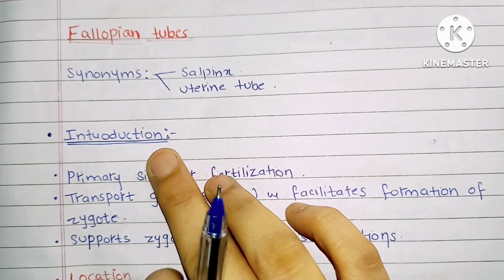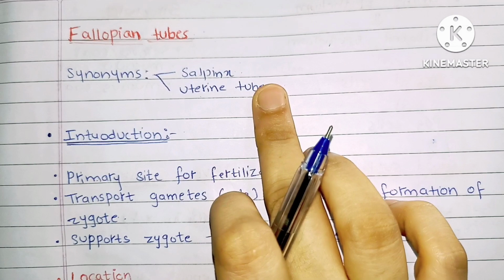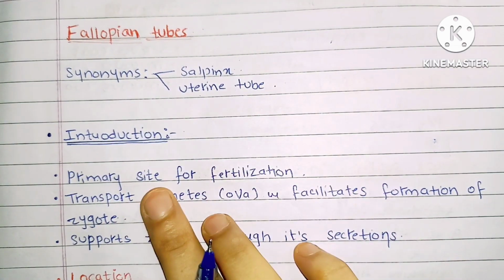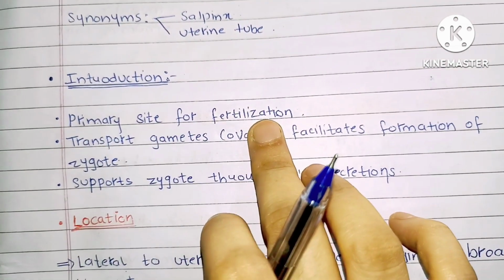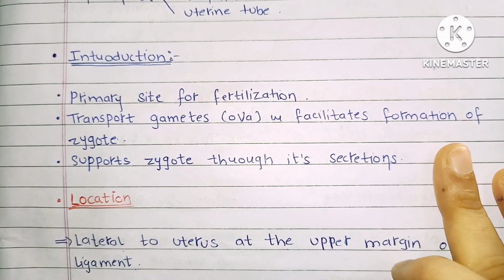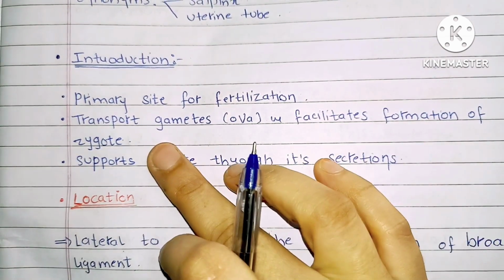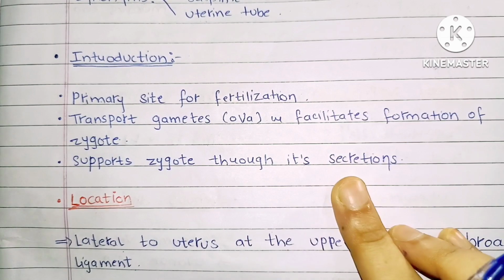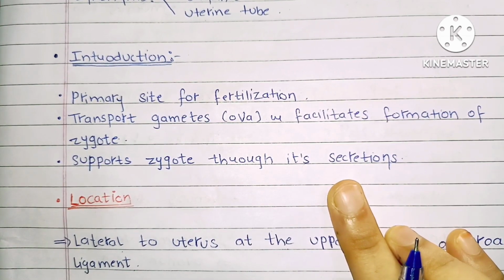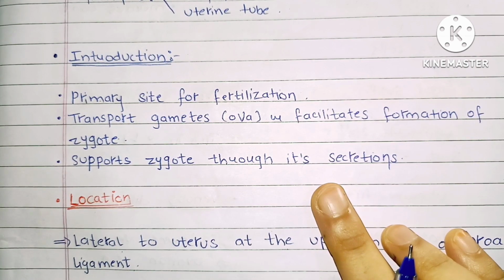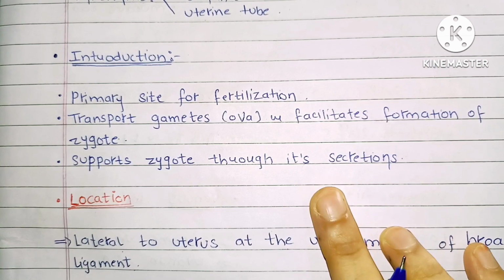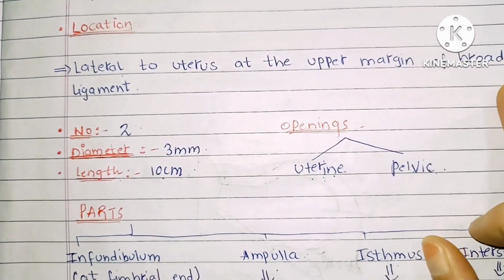Let's begin with the fallopian tubes. The fallopian tube is also known as salpinx or uterine tube. Coming to its introductory part, this is the primary site for fertilization. It transports gametes or ova and facilitates the formation of the zygote. It supports the zygote through its secretions for as long as the zygote remains in the fallopian tube. So it is nourished by secretions from the fallopian tube before it reaches the uterus. Now, where is it located?